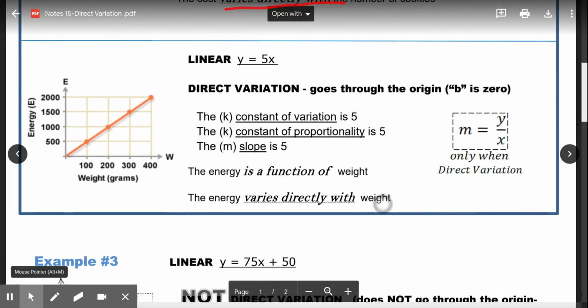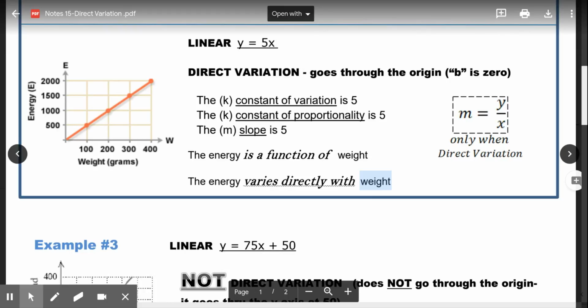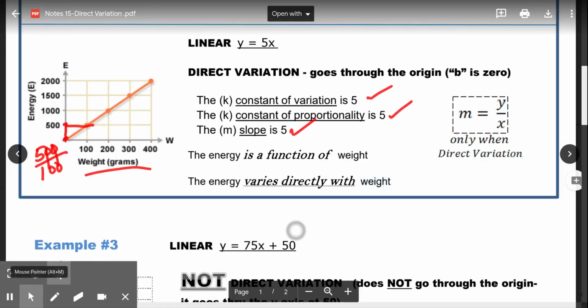So let's go ahead and take a look at the second one. We have the weight in grams over here on your x-axis, and then we have the energy. So the linear function would be y is equal to 5x because, again, we're starting at 0. Your rise is 500, and your run is 100. So 500 divided by 100, 5 divided by 1, gives us 5. So the k, your constant of variation, is 5. The constant of proportionality is 5. Or the slope is 5. Again, it all just means the same thing.